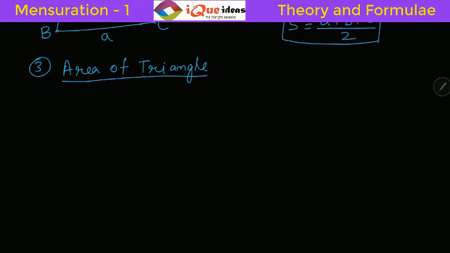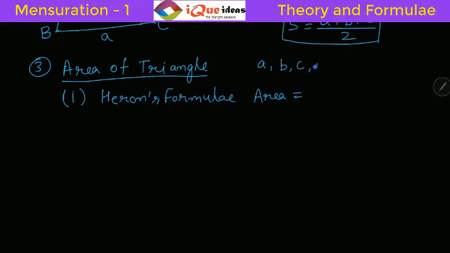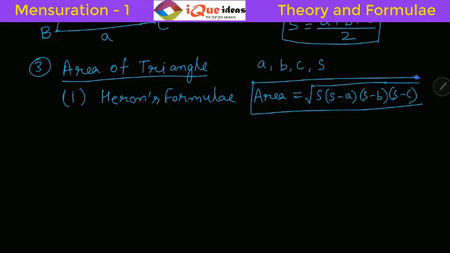Now, area of triangle can be calculated in many ways. So what we'll do is we'll try to learn or try to recall all of them. The first one is the general formula, and it is called Heron's formula. According to Heron's formula, if I have the sides as a, b, and c and the semi-perimeter as s, then the area will be calculated as square root of s into s minus a into s minus b into s minus c. So this is one primary formula for area of triangle.